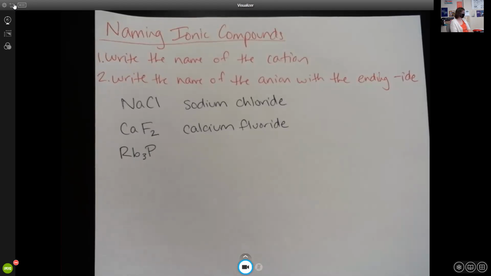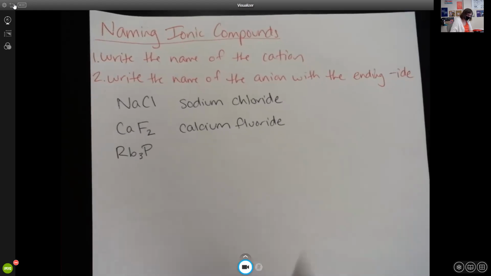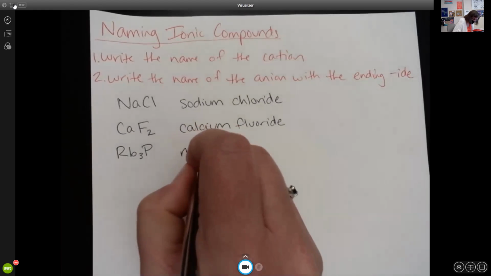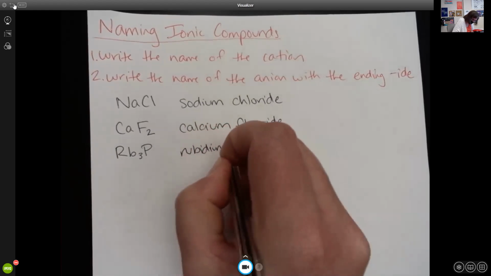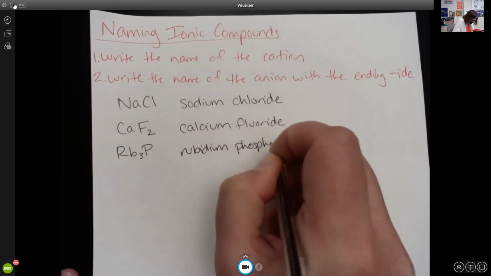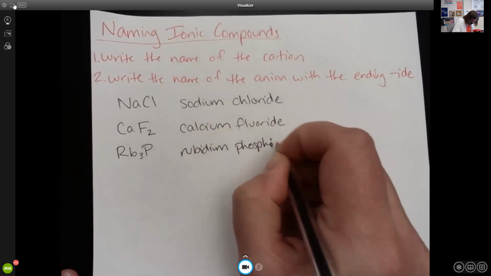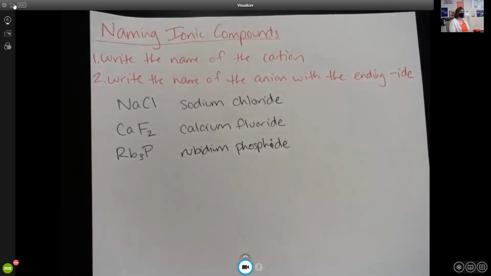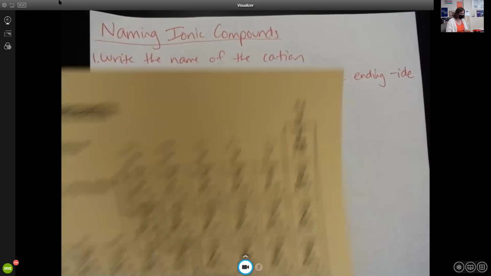Anyone have a guess on what this one would be called? Go ahead, Annie. Rubidium. This one is actually a little hard. Rubidium phosphide. But if you wrote phosphoride, I understand. And I would never have marked it wrong because you're still doing the "ide" at the ending. Naming is pretty easy, right? The numbers don't matter at all. We're just changing the ending to "ide."